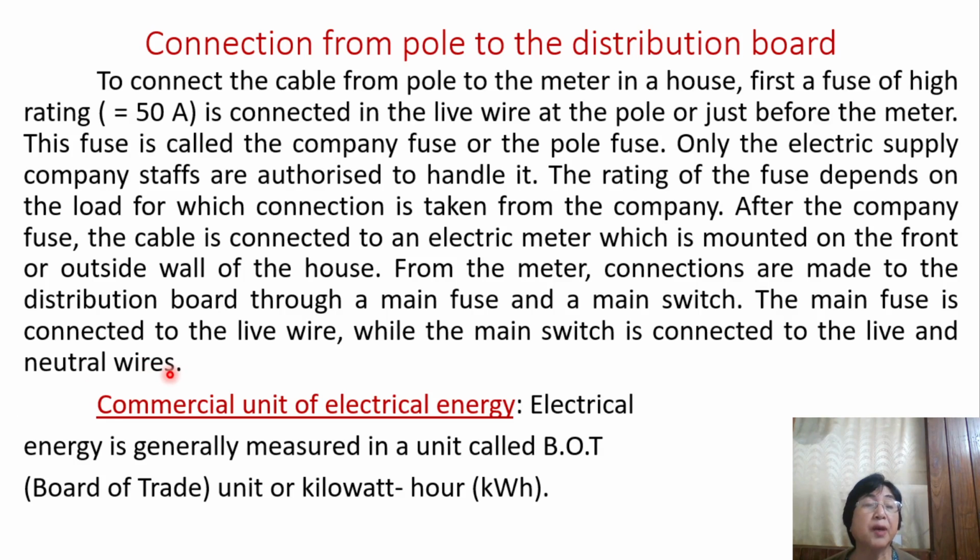Why? Because when we switch off the main switch, both the live and the neutral wires should be disconnected. So that is the purpose of the main switch in the house. We want the connection through the live and the neutral wire to be broken. All right, so we make the connection of the main switch to both of them.